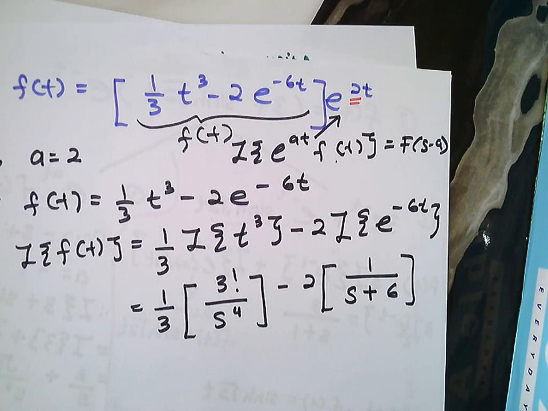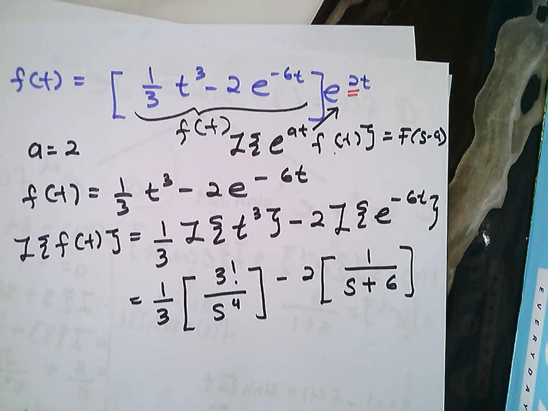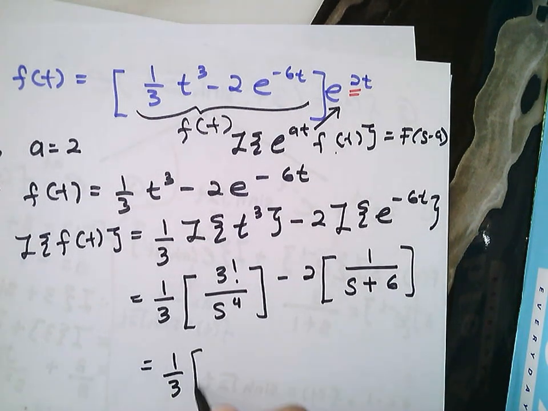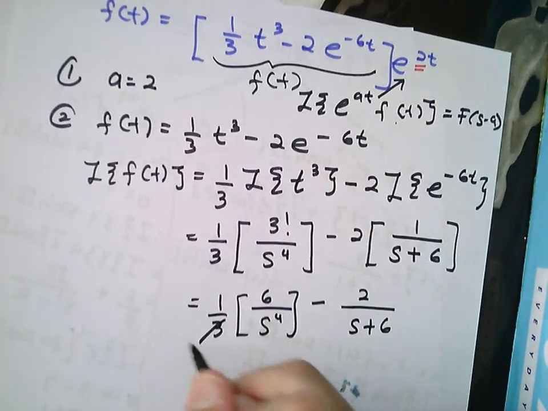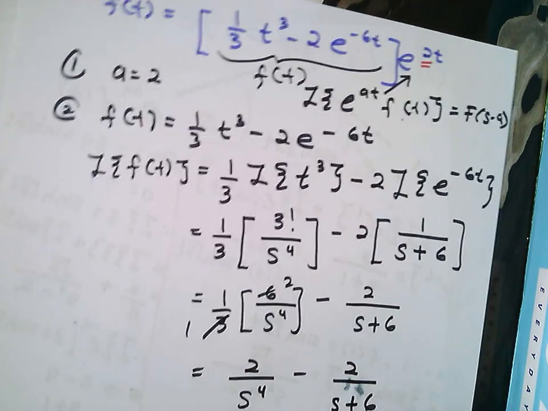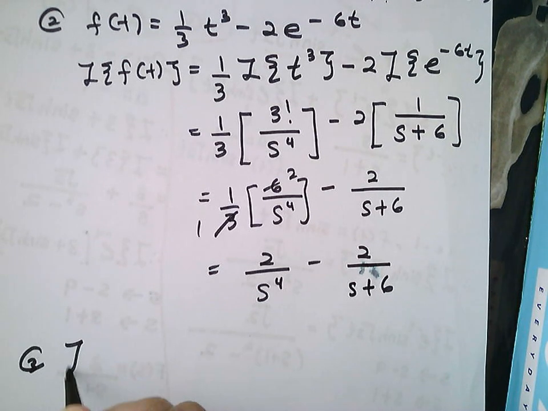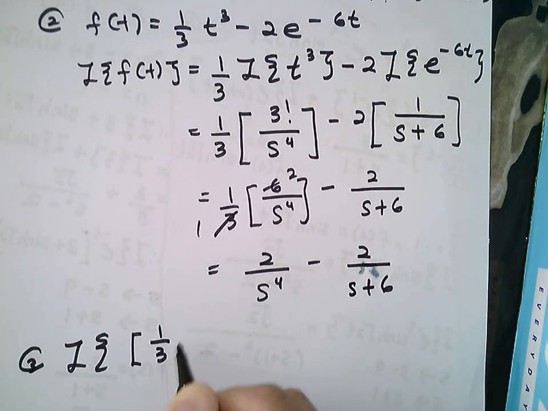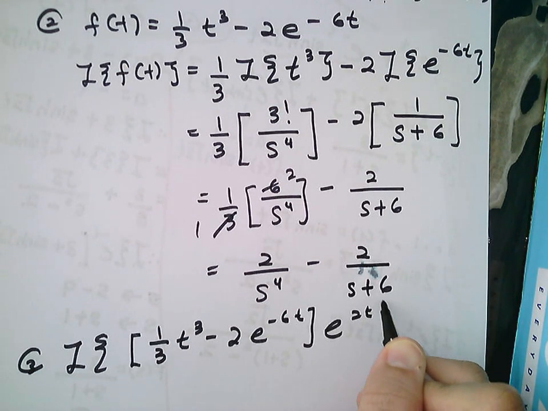Simplifying this, 3 factorial is equal to 6. So you will have 1 over 3 times 6 over s to the power 4, minus 2 over s plus 6. Simplifying this will give you 2 over s to the power 4 minus 2 over s plus 6. But this is the Laplace of this one. What you actually need is the Laplace of 1 over 3 t cubed minus 2 e to the power negative 6t, times e to the power 2t.